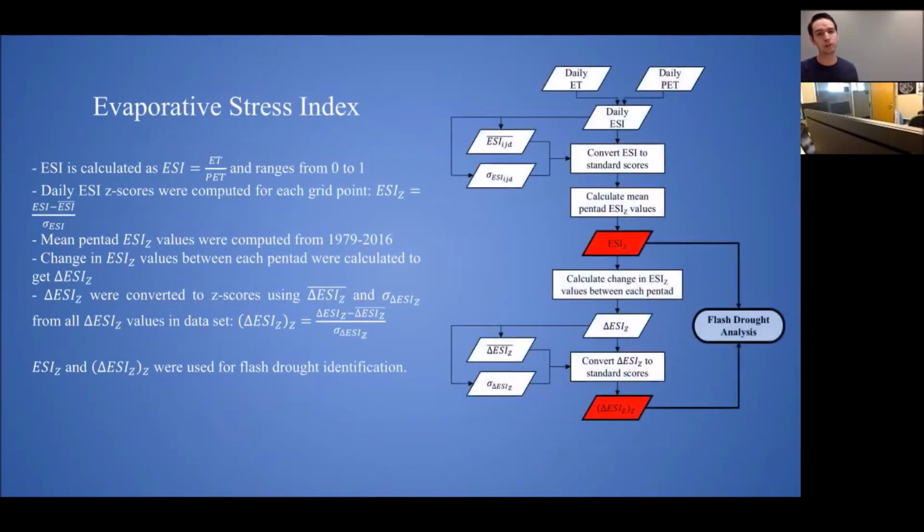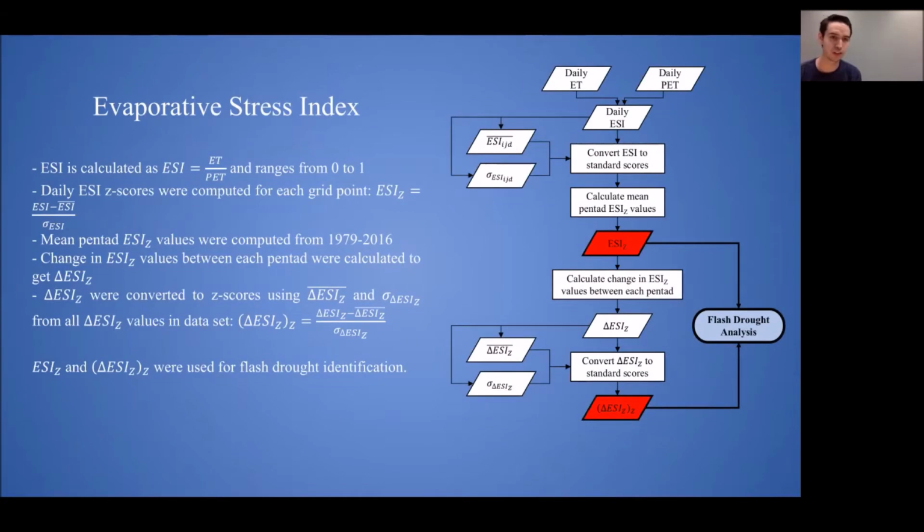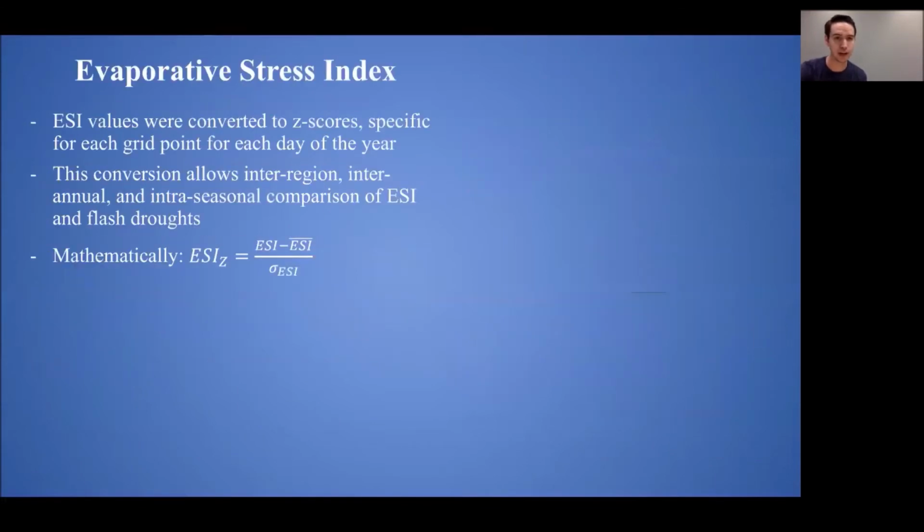I just want to briefly talk about, I don't want to go too much into this, the processing for ESI in order to prepare it for the flash drought algorithm that we used. Ultimately we use ESI, gathered from daily ET and PET, and we normalize these values. The reason we normalize them for flash drought analysis was to provide inter-region, inter-annual, and intra-seasonal comparison of flash droughts. We want to be able to look at a certain grid point and compare it to another grid point.